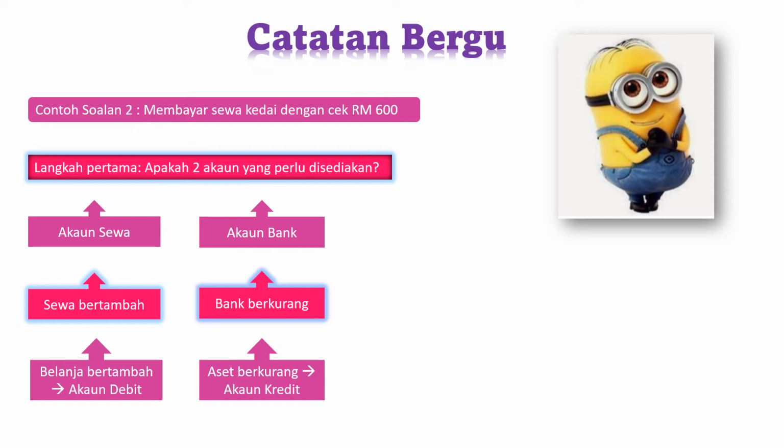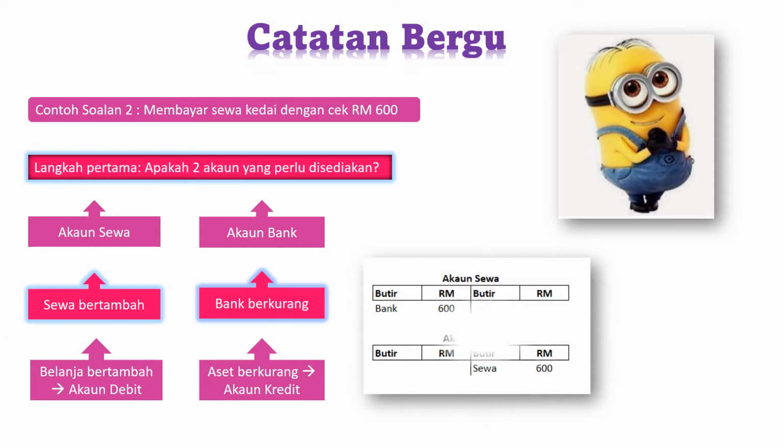Now, let's see how the T accounts are prepared. By the way, we call this type of accounts account T because they are in T shape, right? So these are the ones we call account T. Here, account sewa didebitkan dan account bank dikreditkan. It just means that we are writing on the debit side and we are writing the details on the credit side. That's what it all means. But how do we know whether we write it on the debit side or the credit side? That's where we need to refer back to Balai.